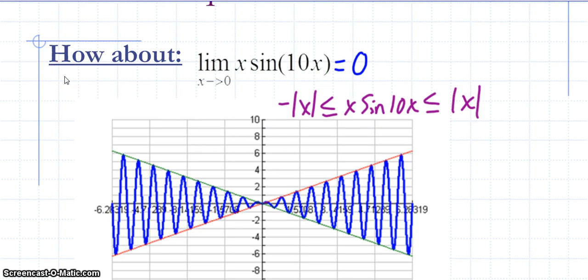Again, the big thing with these examples is I want you to understand visually how to figure out the limit and understand that the squeeze theorem does apply. You don't need to necessarily come up with the functions that are doing the squeezing.